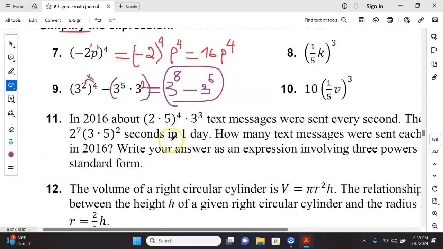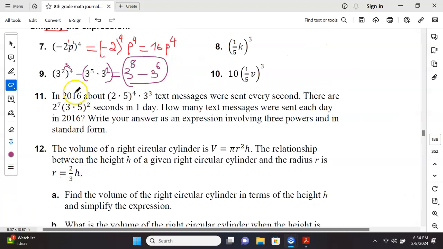So that's number 9. All right, here's number 11. In 2016, about 2 times 5 to the 4th power times 3 to the 3rd power text messages were sent every second. So every second around the world, this many messages are sent. Now they want to know how many text messages are sent in each day.